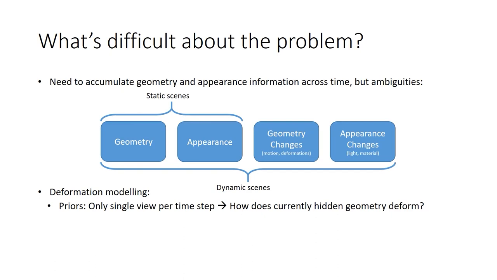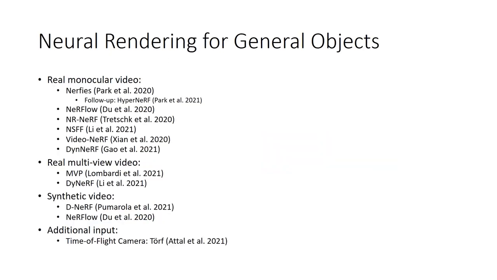For example, since we observe only a single view per time step, the deformation model needs to handle currently hidden geometry in order for novel view synthesis to give reasonable results. Furthermore, when parametrizing deformations, we also need to be able, for example, to introduce discontinuities into the model in order to handle topology changes.